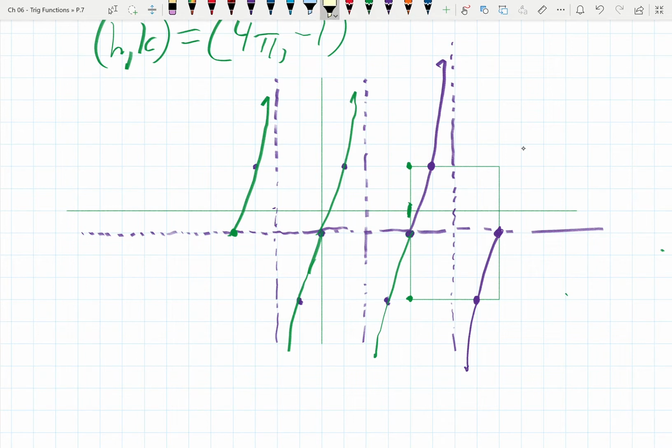Better question is this one right here. This is what makes it tangent. Look at your single cycle. It starts by going up, and then it goes down. So you kind of have to keep your frame box straight to see what's happening.